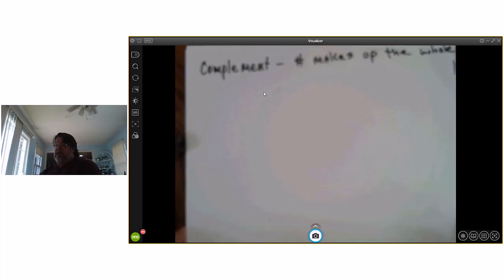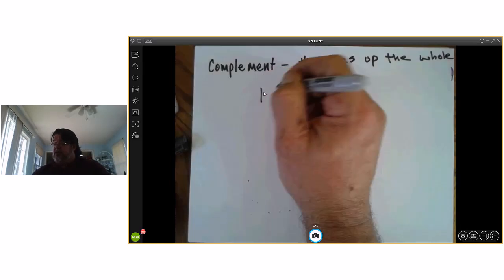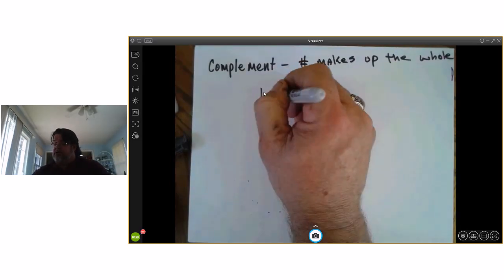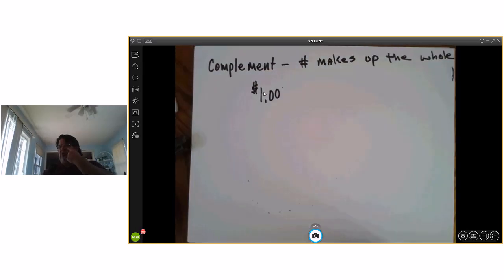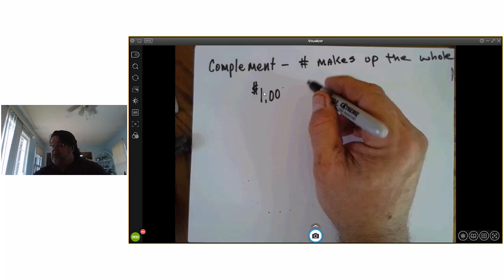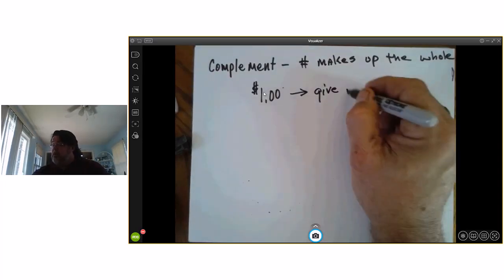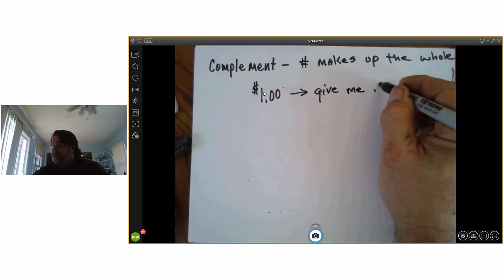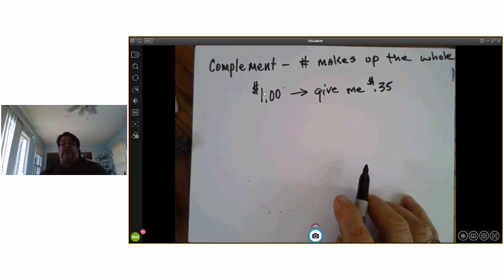So let's say you have $1. You have $1 in your pocket, $1 worth of change in your pocket. Nickels, dimes, quarters. You can have pennies, but you don't need pennies. And I tell you to give me 35 cents. Then what does that leave you?